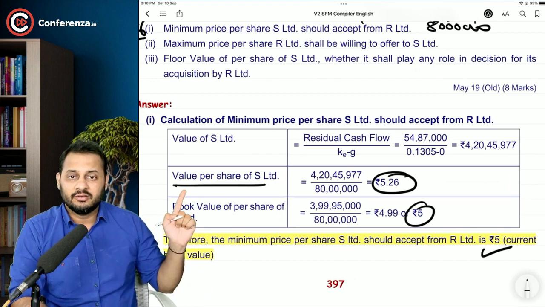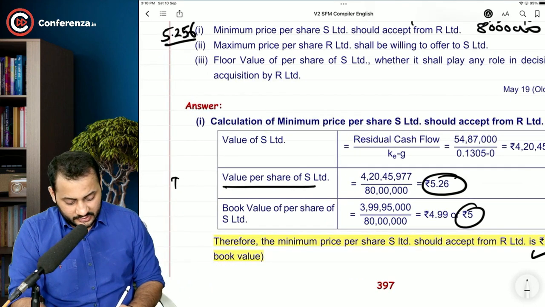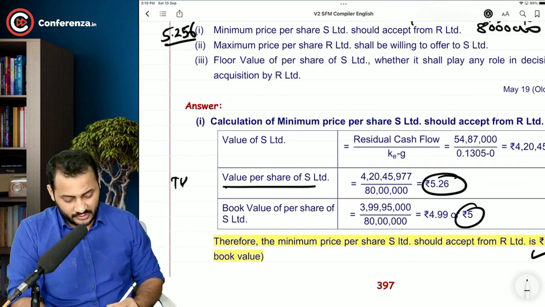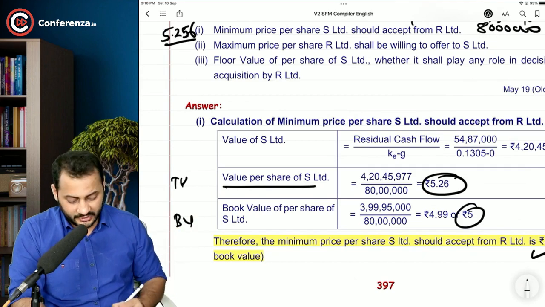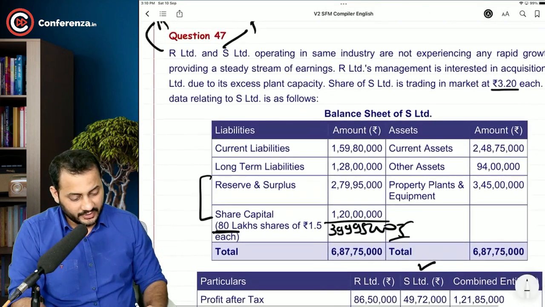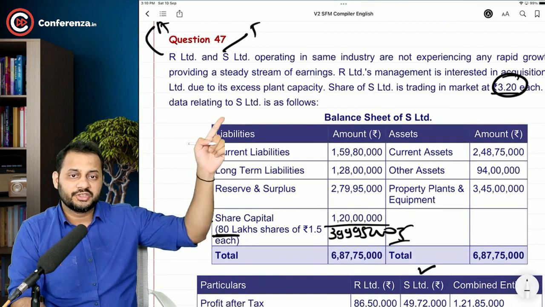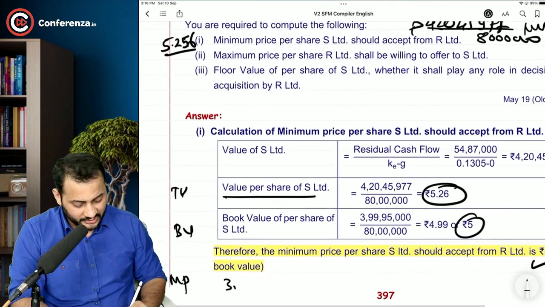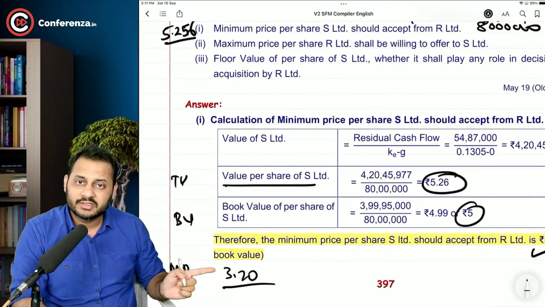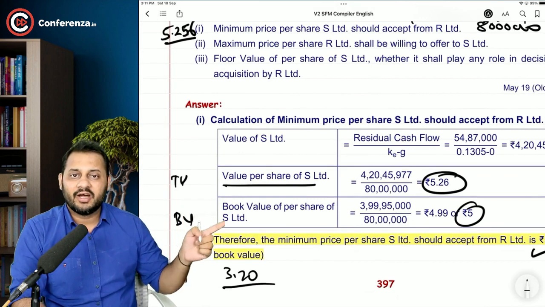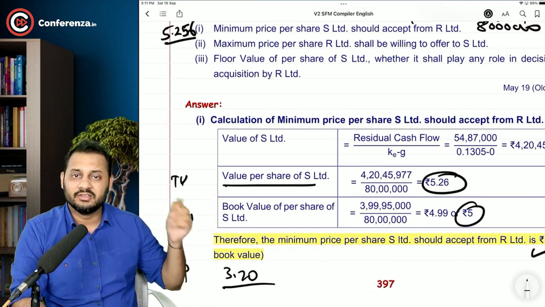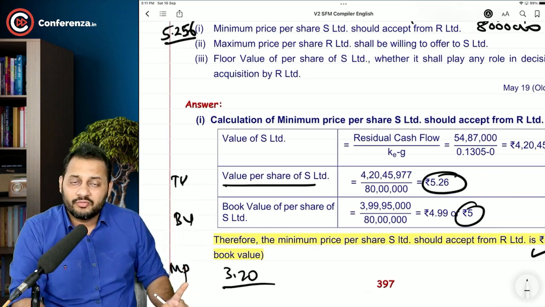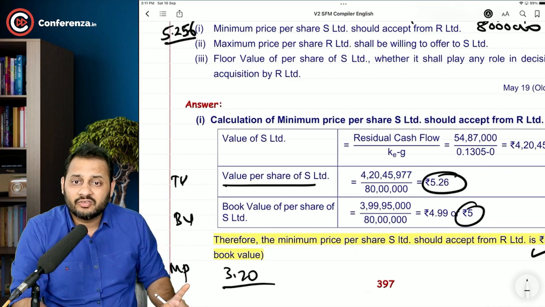Acha. This is the value calculated, theoretical value we can say, right? Calculated based on the residual cash flow. This is the book value that we have calculated. There is one more thing that is called as market price, which is 3.20. See, the shares of S Limited are trading at the market at 3.20. So my question now is, why not 3.20 should be the minimum price? If you have to take 5 out of these two because it is the lower price, then why not 3.20? All these prices are of S Limited only.